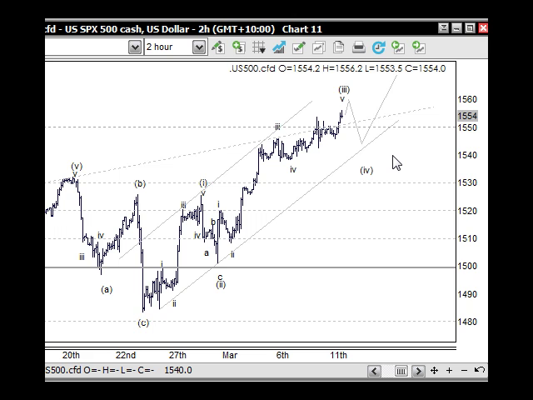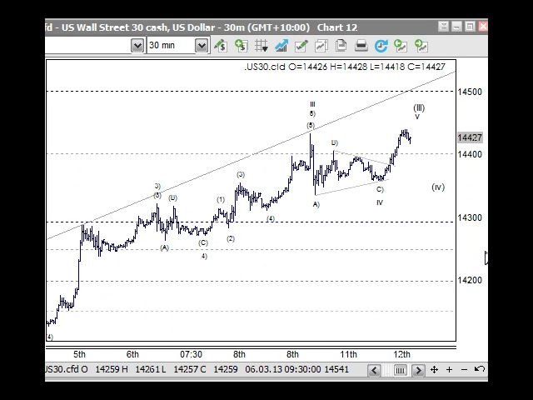So sometimes it's best to nab a little bit more extra profit if you've got those long trades there, and to protect things a little bit. The same for the Dow Jones as well through here.